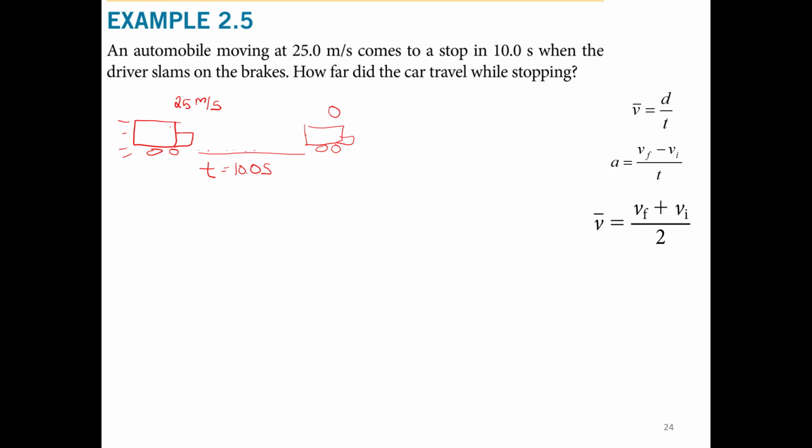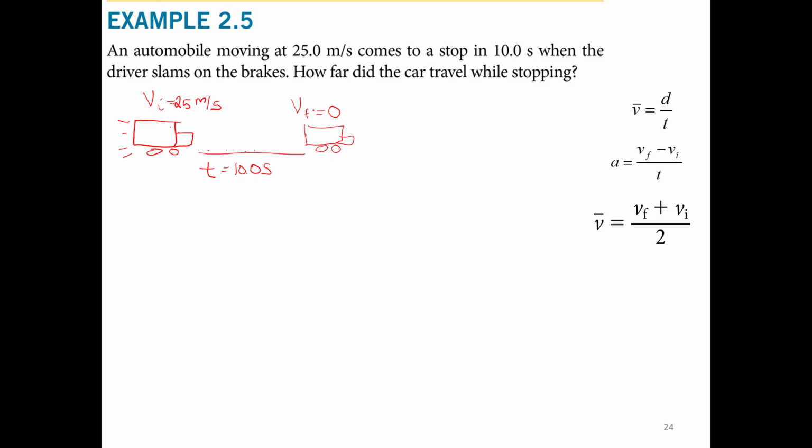0 meters per second, just 0, yes. When the driver slams on the brakes, then we know this 25 meters per second doesn't correspond to the average velocity. This corresponds in this case to the initial velocity, and this corresponds to the final velocity.